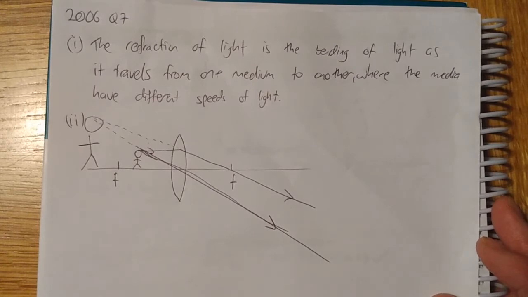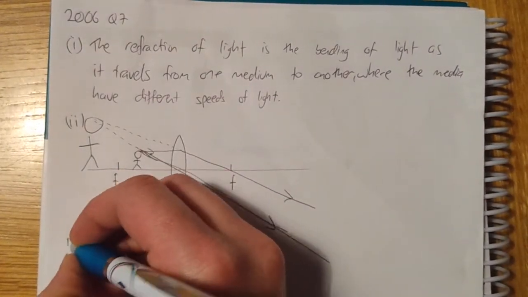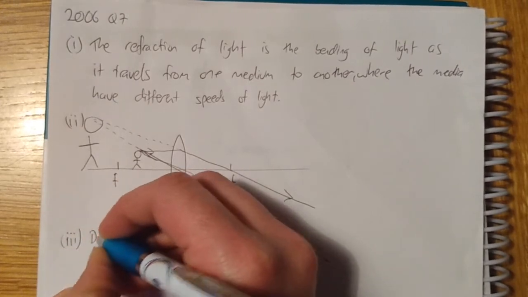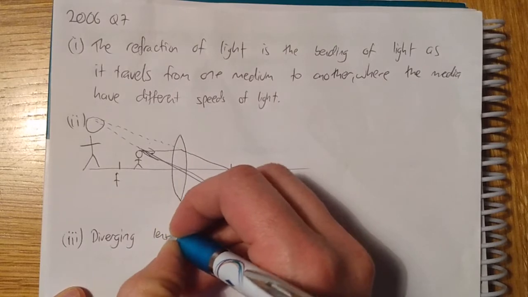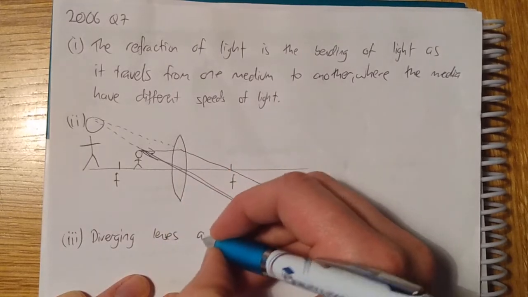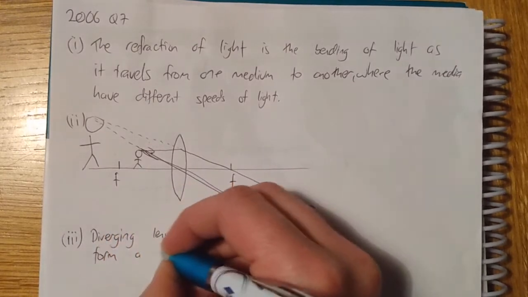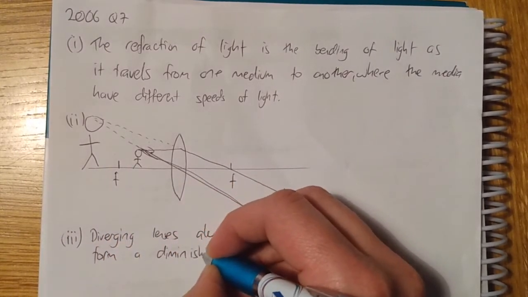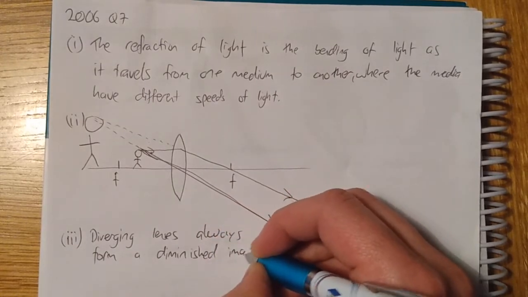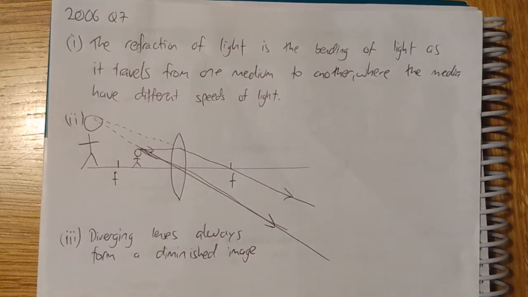A diverging lens cannot be used as a magnifying glass. State why. The reason is that diverging lenses always form a diminished image. Okay, so there's no point, they're not magnifying, they're diminishing glasses.